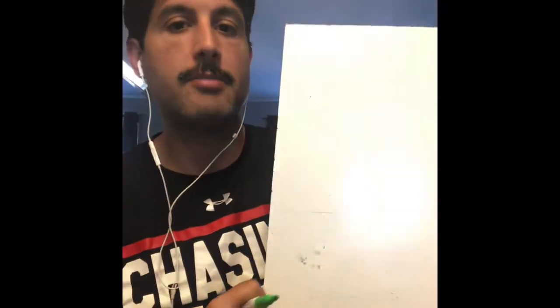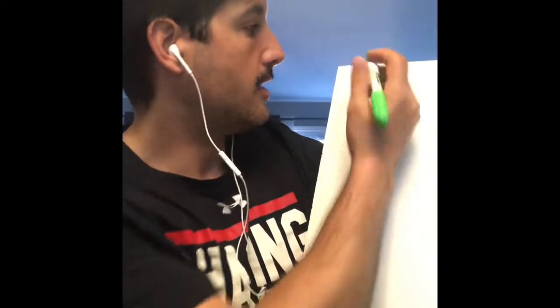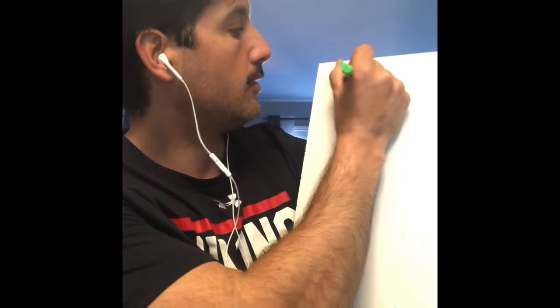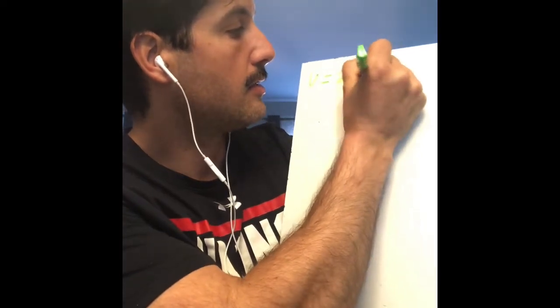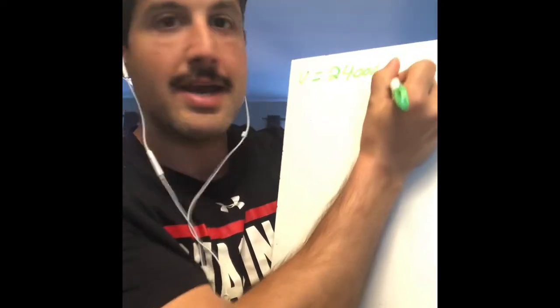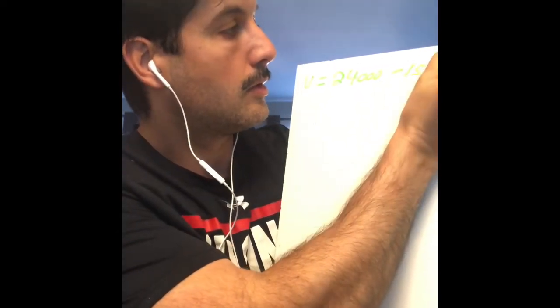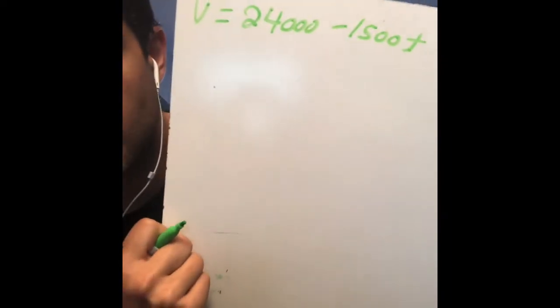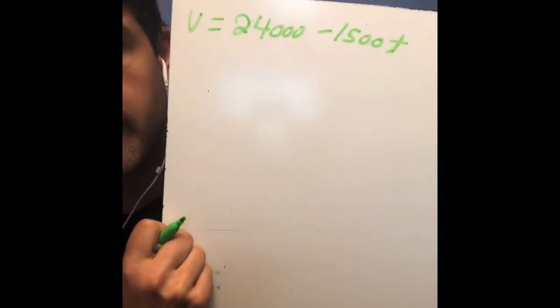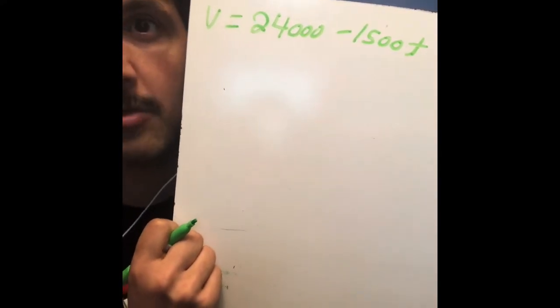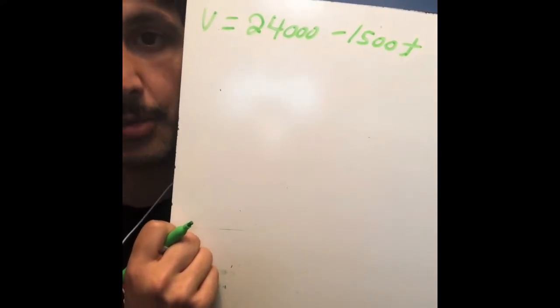Now we have one more question to do, and it involves an equation and subbing in. So the equation is the value of a car is equal to 24,000 minus 1,500t. So the formula, the value of the car is 24,000 minus 1,500t, where t is the number of years after it is purchased.